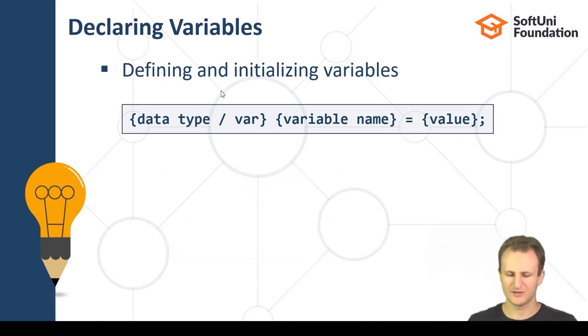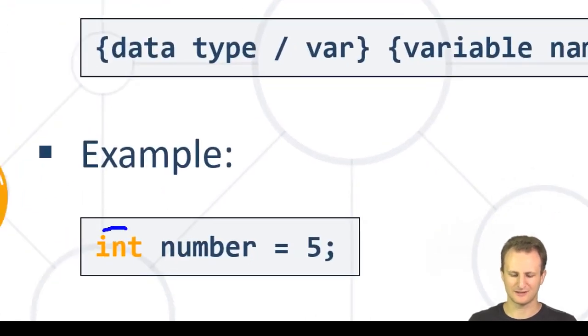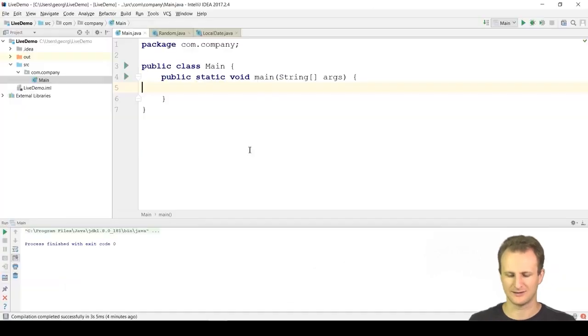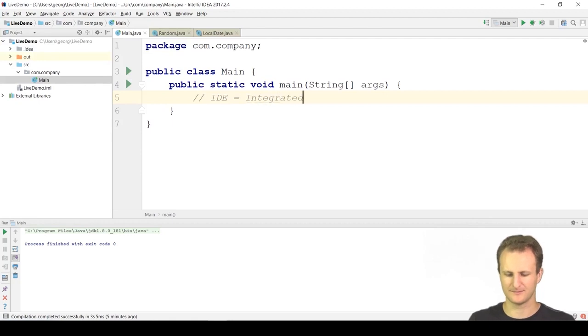Okay, so this is how you create variables, and again, this is something you should already know by now, but we're covering it just in case. So here's an example of initializing an integer number which has the value of 5. Okay, let's actually do that in the IntelliJ IDE. By the way, whenever I say IDE, what I mean is Integrated Development Environment.